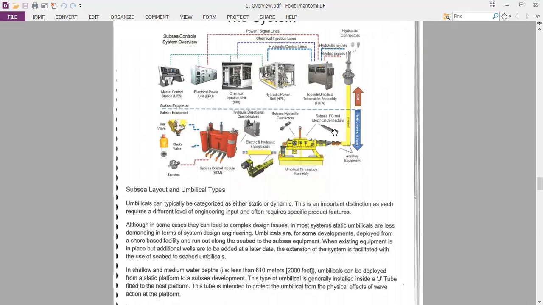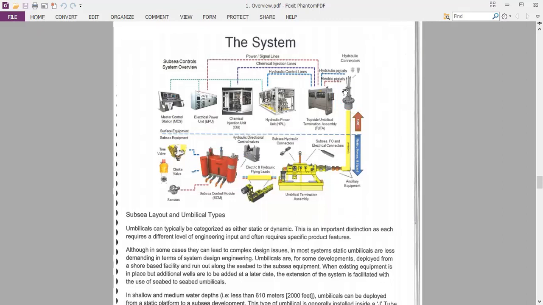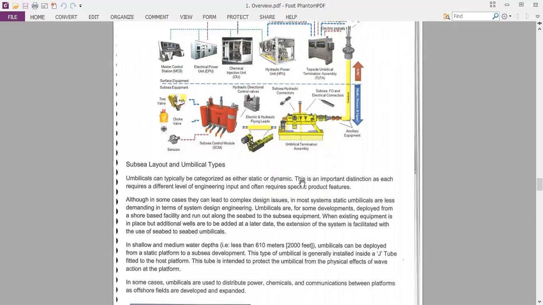So you can now see the significance of what we are doing since morning. The umbilical cannot work alone. It has to carry something from topside and transmit it to subsea. So broadly, you can say that we have characterization of our umbilical into either static or dynamic umbilical. So when do we say an umbilical is static, and when do we say an umbilical is dynamic?